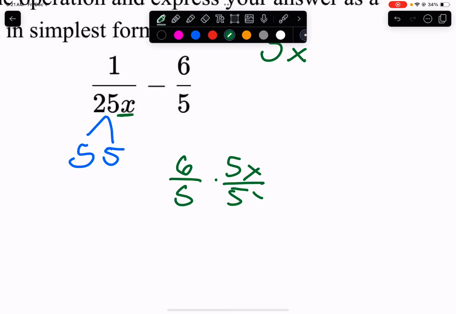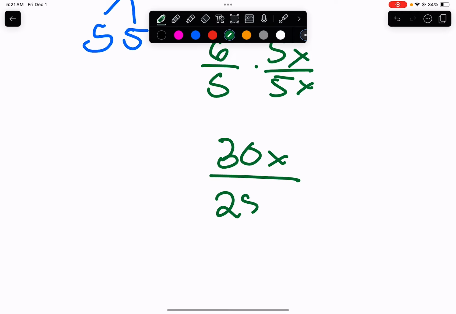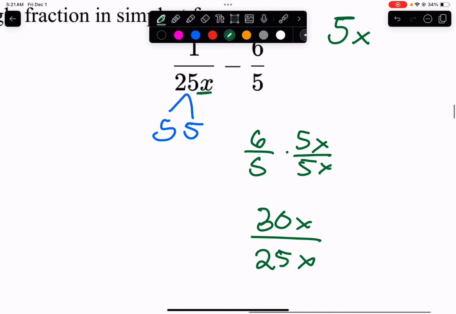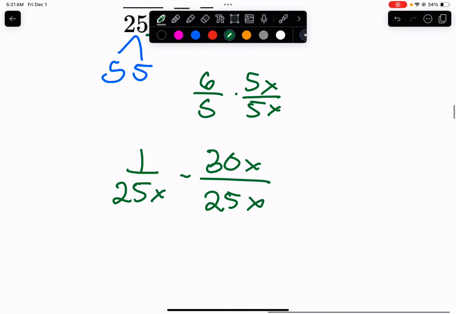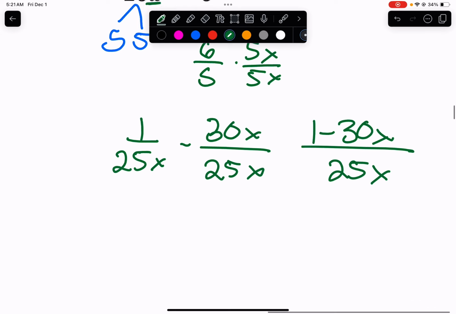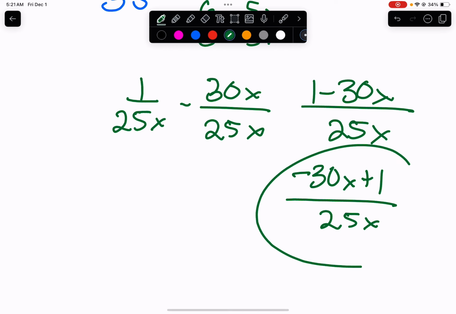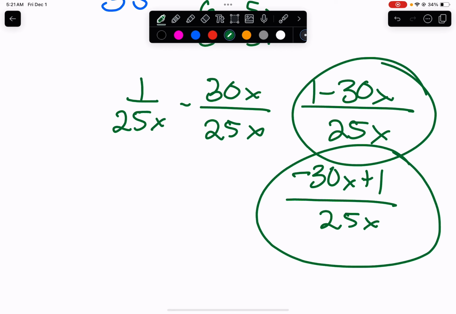over 5x. So we get 30x all over 25x, which gets us to the same denominator as our first fraction, which is 1 over 25x. And we get 1 minus 30x all over 25x. And like I said, you can also write this as negative 30x plus 1 all over 25x. Either one of these is a totally acceptable answer.